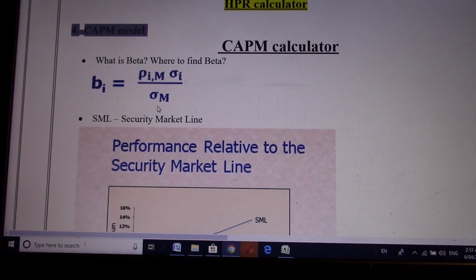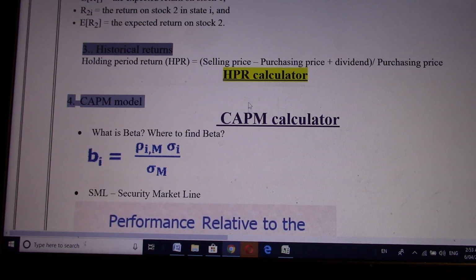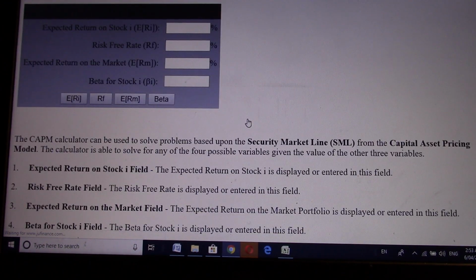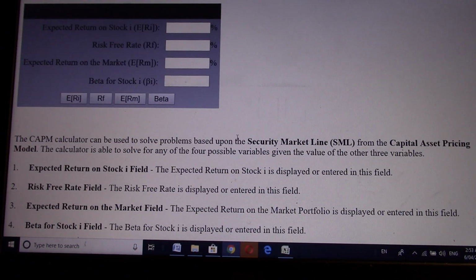Okay, so for the CAPM model, I should put the equation here. Anyhow, the CAPM calculator is here. The equation for the CAPM model: the expected return of stock I equals the risk-free rate plus beta multiplied by the difference between the market return and the risk-free rate. That's the CAPM model's equation.